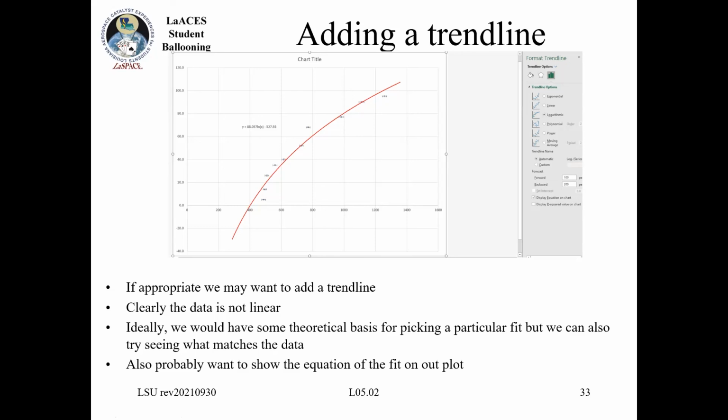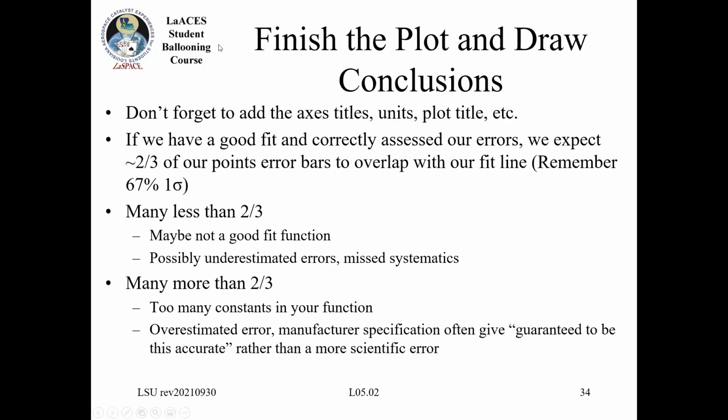An important thing is, if I'm going to have this trend line on there, I in general want to show that equation on my plot. So once I've done all of that, I want to do all my remaining steps to make my plot readable. I want to add axes titles. I want to add units, probably a title. I'm then going to want to try and make some conclusions on how well that data matches my plot.